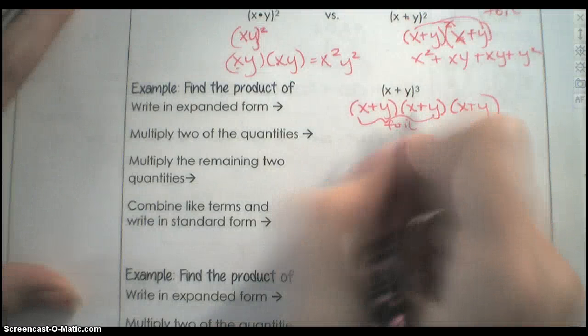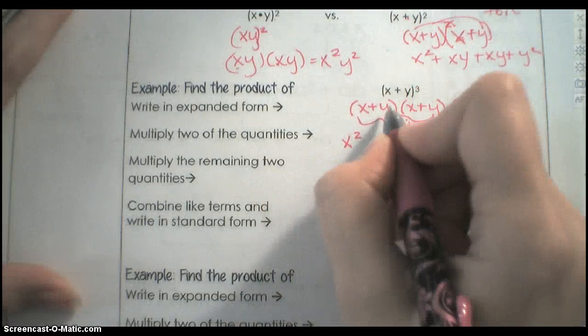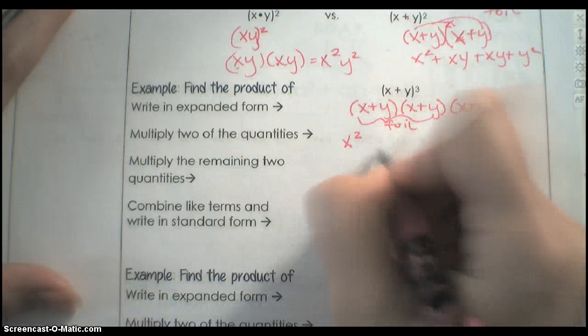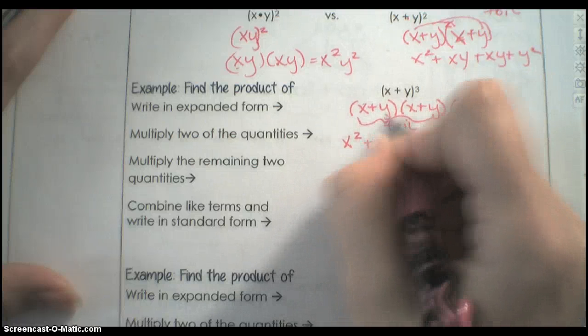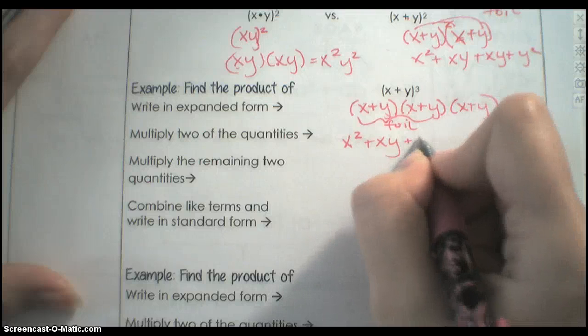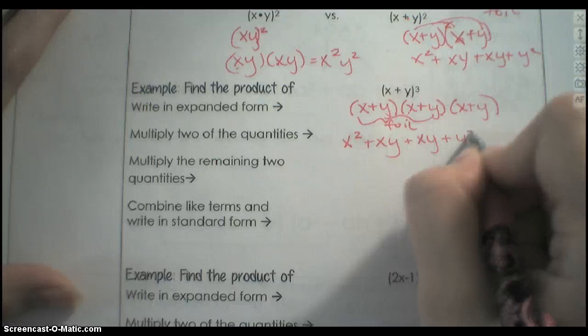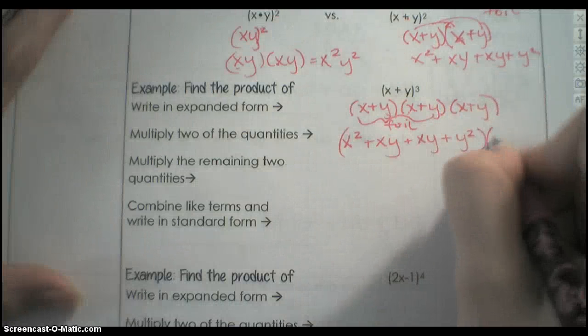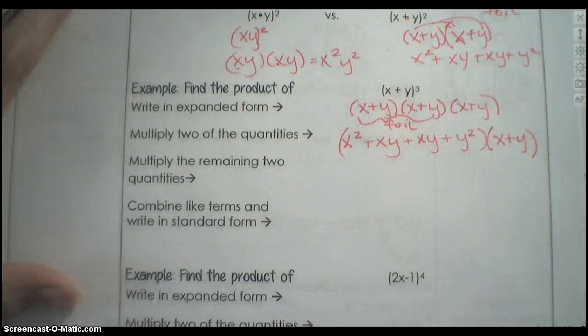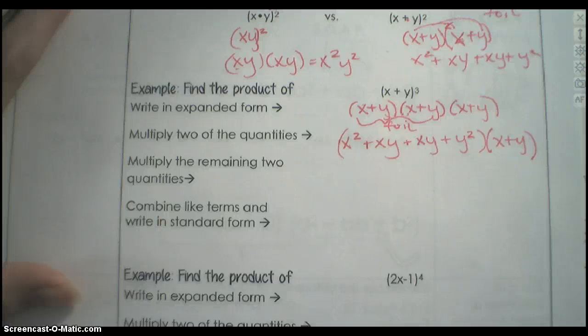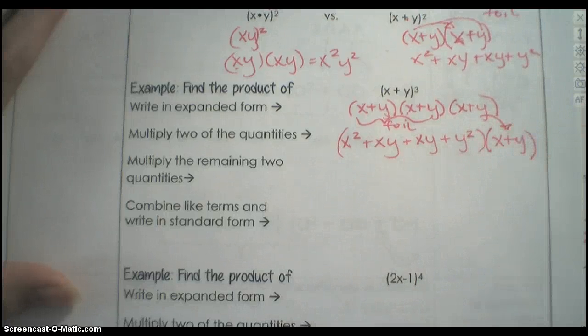So x times x is x squared. X times y is xy. In the middle, y times x, we'll just keep it xy. And then y times y is y squared. And then we have our 3rd one there that I just brought down. So just brought that down there.